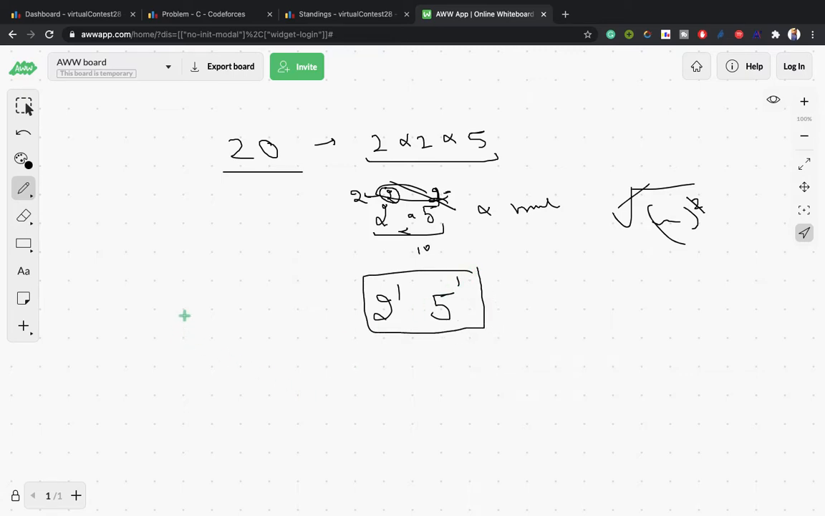Like if I have a number like 30, then the representation will be, what will it be? 3 into 2 into 5. So there is no need, it is minimum itself. Let's make it more complex. Let's take 30, let's multiply again by 2. 30 becomes 60.